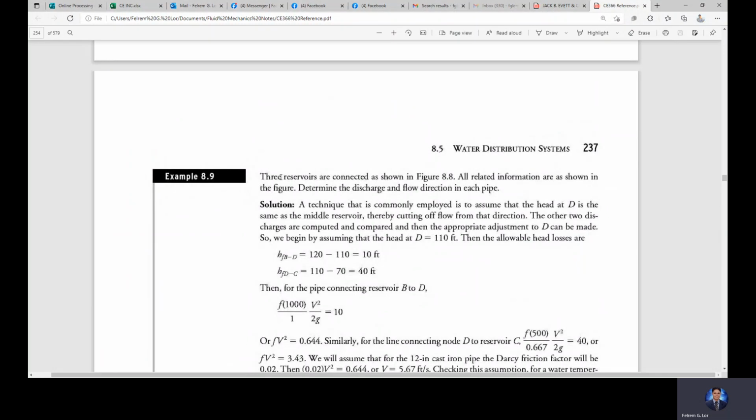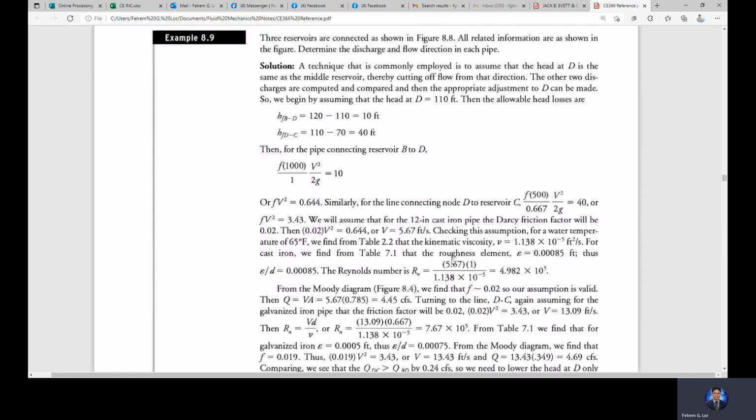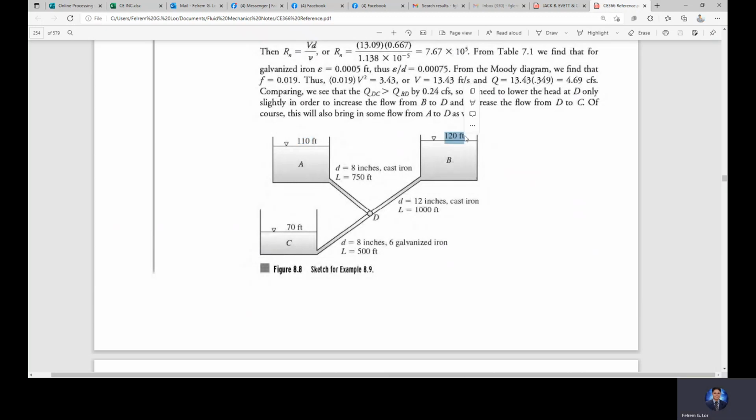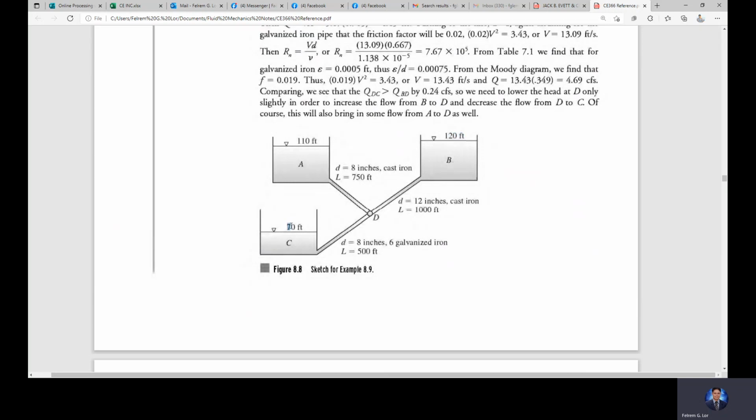So we have this example. You can find it in the book, page 237. I will discuss and explain it. We have these 3 reservoirs shown in the figure, and they are connected like this. Reservoir A has an elevation of 110 feet. Then reservoir B has an elevation of 120 feet. So B is higher, A is lower. C is the lowest, which has an elevation of 70 feet.